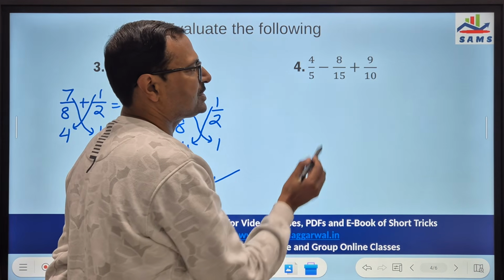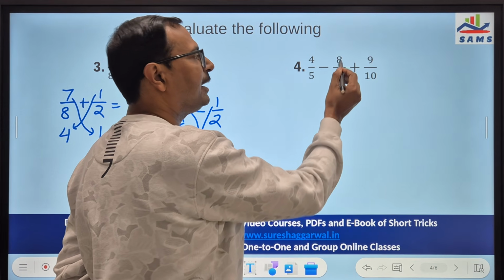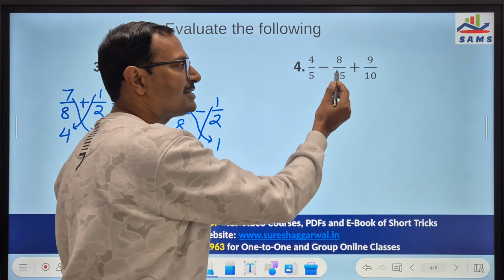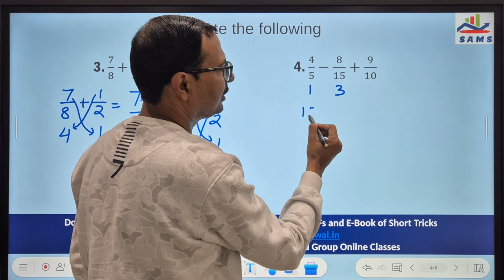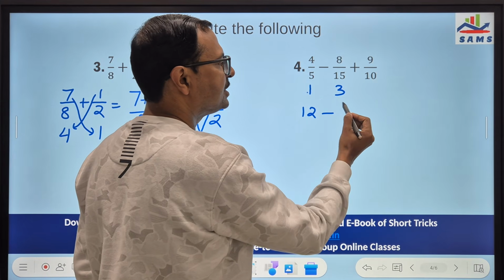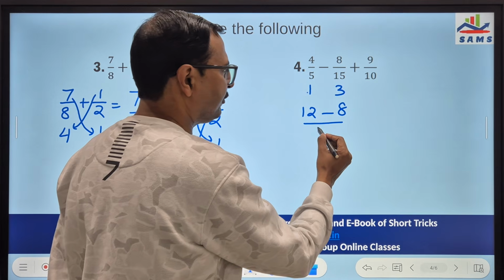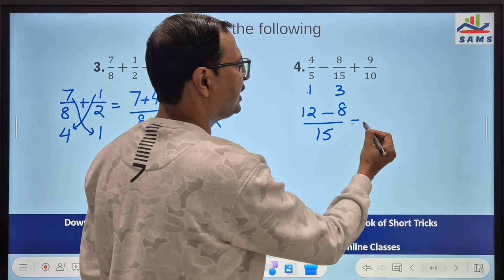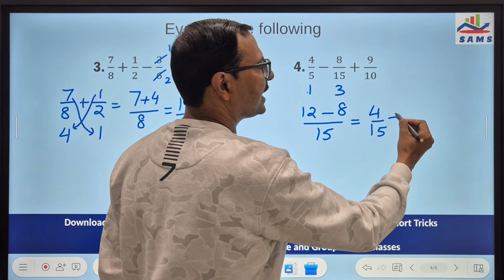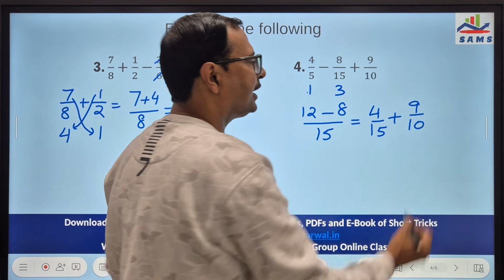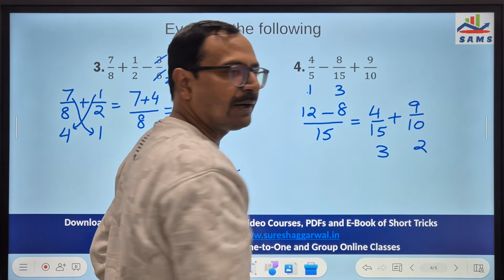Likewise in this question, 4 and 5, 15. So 4 by 5 and 8 by 15. So we have 5 as a common factor. So 1 and 3. Cross multiply, 12 minus 8 upon 5 3s are 15, or 15 1s are 15. So 15. So this gives me 4 upon 15, and then we have plus 9 upon 10. Again common factor 5. So 5 3s are 15, 5 2s are 10.